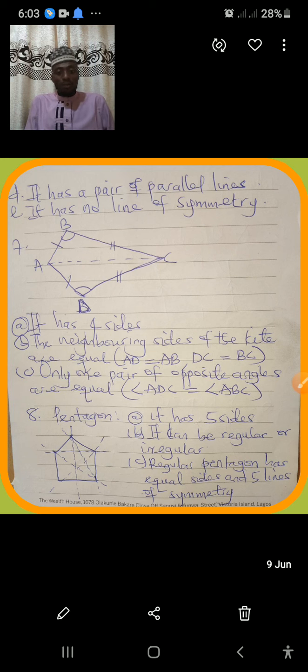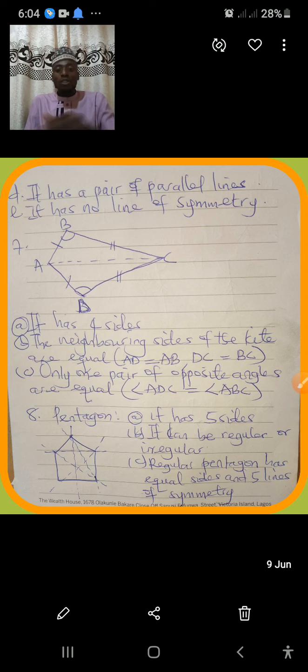Now, let's go to number 8, pentagon. Pentagon is a polygon as well. It has 5 sides. It can be regular or irregular, as we have discussed. Regular is when they have the same sides, the same length, while irregular has different lengths. So a regular pentagon has equal sides and 5 lines of symmetry. If it is a hexagon, 6 lines of symmetry. If it is a heptagon, it is 7.